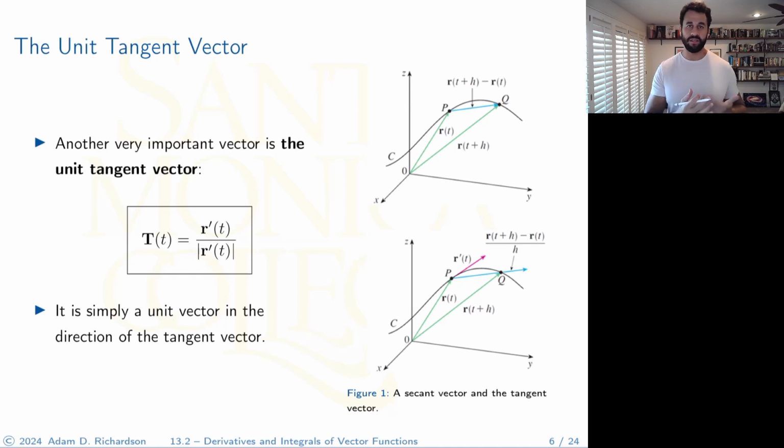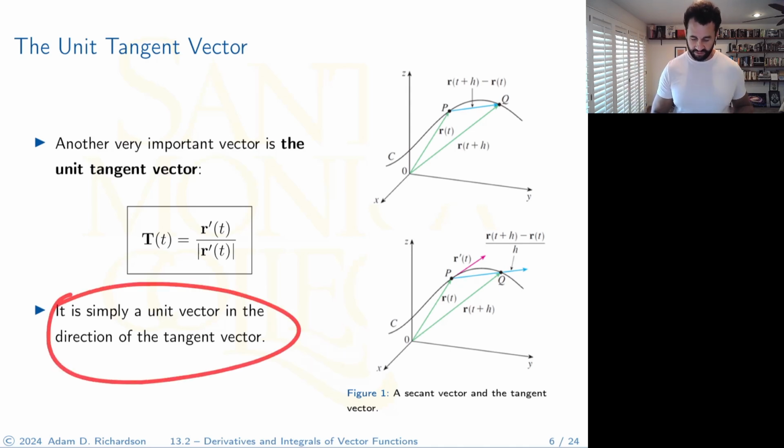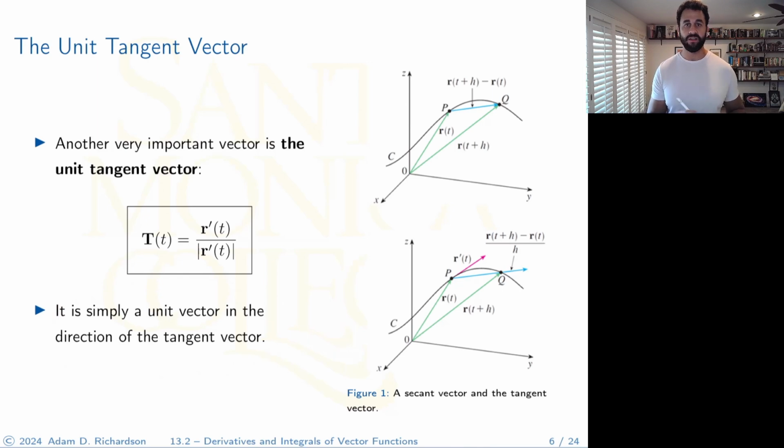We're going to need to use this a lot because a lot of the time we don't want to carry around extra scalar baggage. We just want to know direction. The point of this vector is that it tells us the direction that we're heading, and it doesn't incorporate any scaling of the vector. The scalar is just 1. So it's a unit vector in the direction of the tangent vector, which is really handy for us to use.